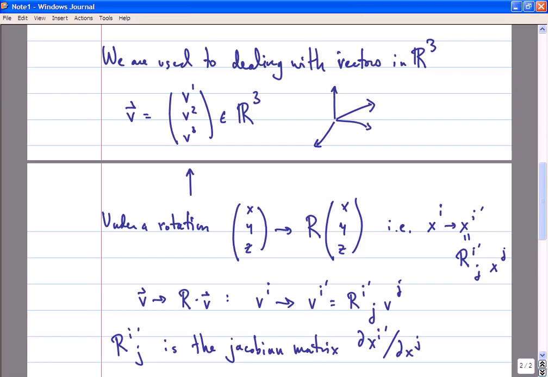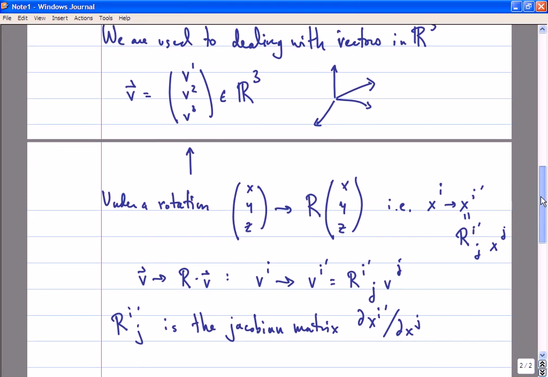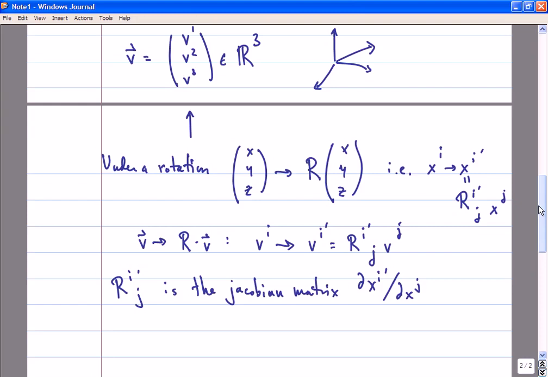So you can see that in the case where my coordinate transformation is just, can you guys see back there? Here, let me scroll up a little bit. In the case where my coordinate transformation is the familiar rotation of three-dimensional space, the definition that I've given for a vector is precisely the usual way that the components of a vector transform when you do a rotation.